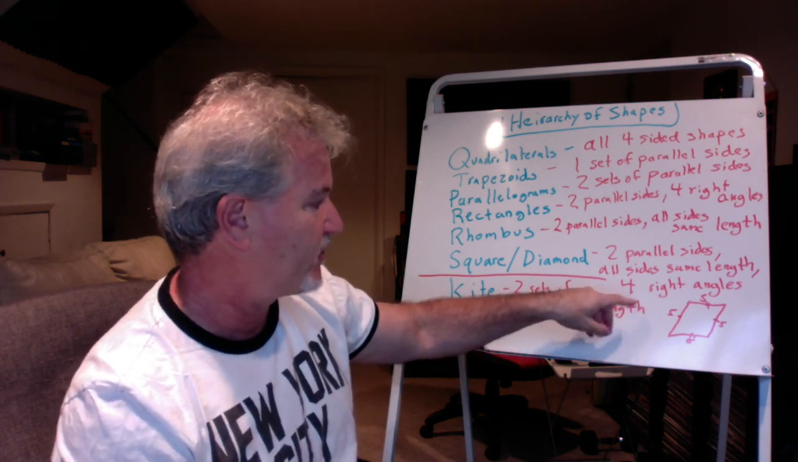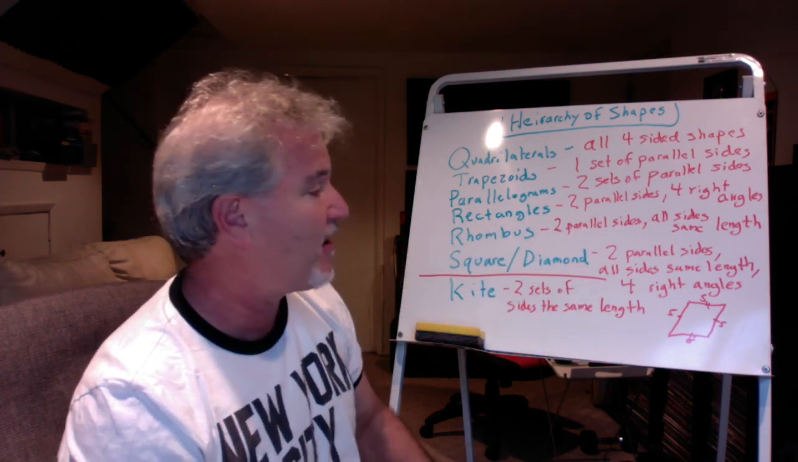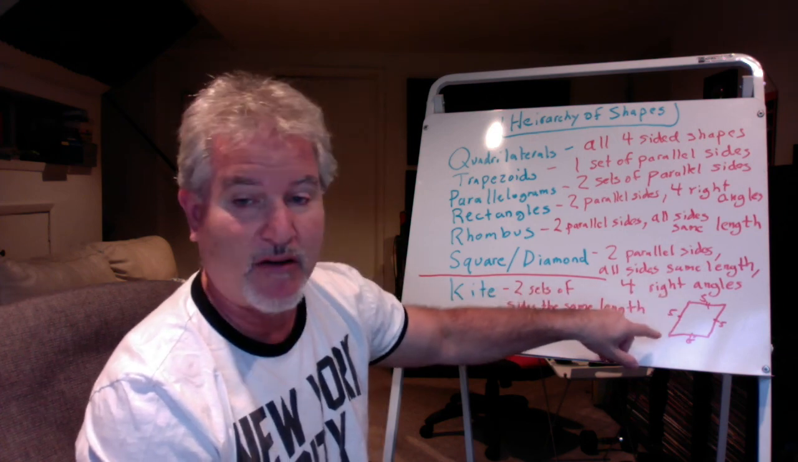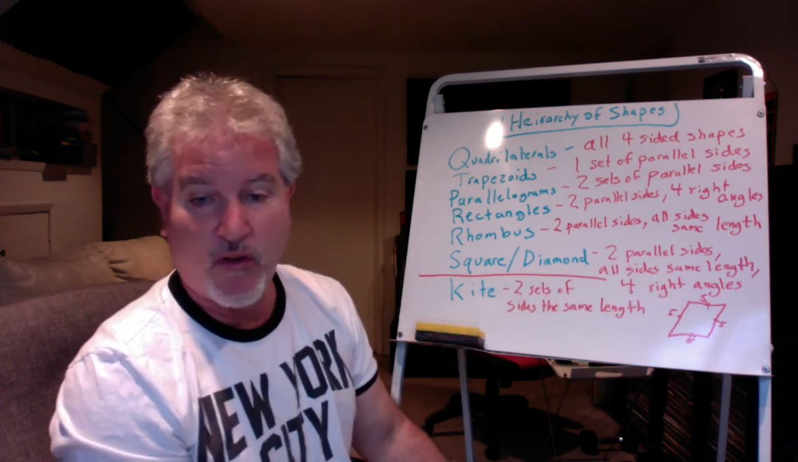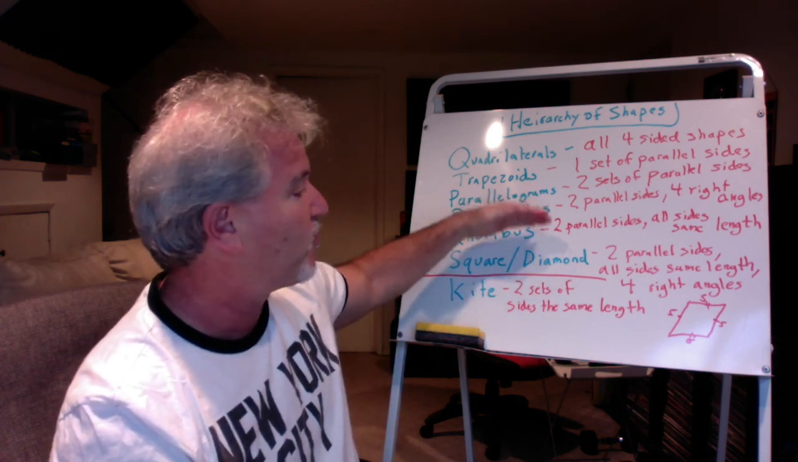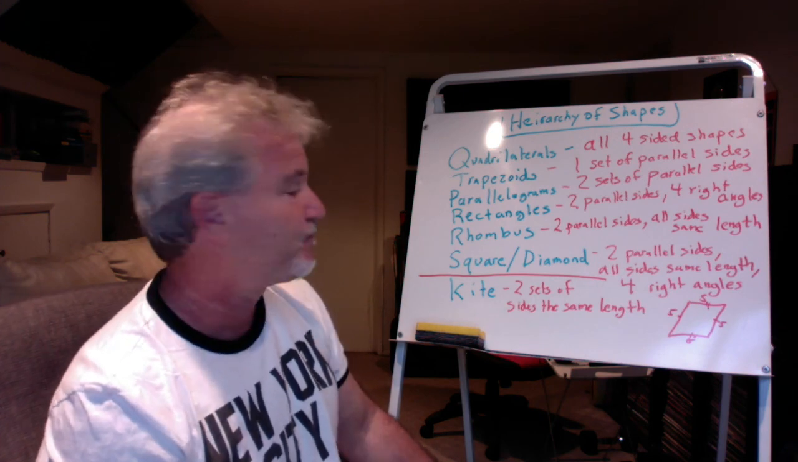A rhombus is different from a square because a square has to have four right angles. So that means a square can be a rhombus, right? Because it has all the characteristics of a rhombus. In other words, in a square, you have two sets of parallel sides and all the sides are the same length. So a square is a rhombus, but a rhombus is not a square because there's no right angles in a rhombus.